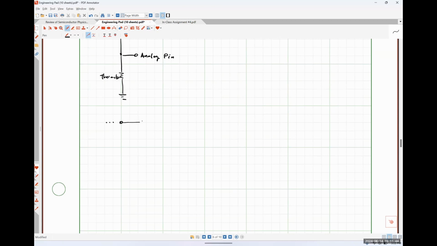So let's consider a series connected network of resistors. And this works for any number of resistors in series. So I'm going to do something very similar to what I did the other day. And I'm just going to connect N resistors in series.